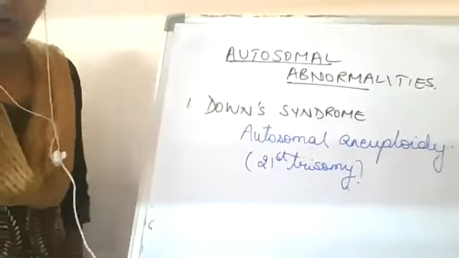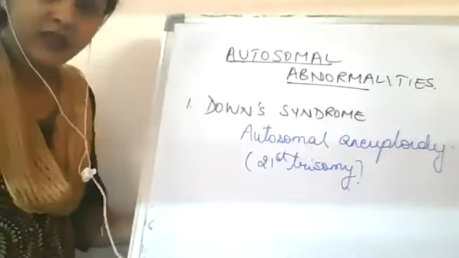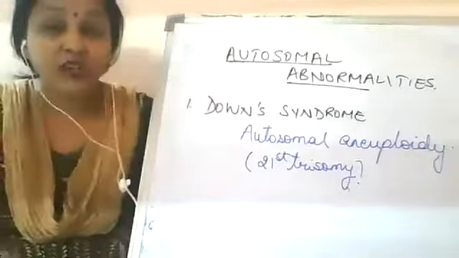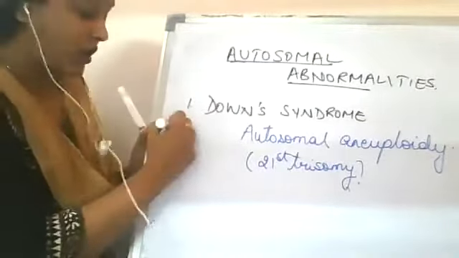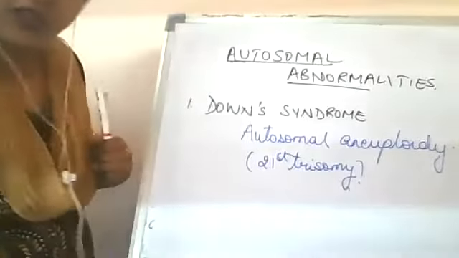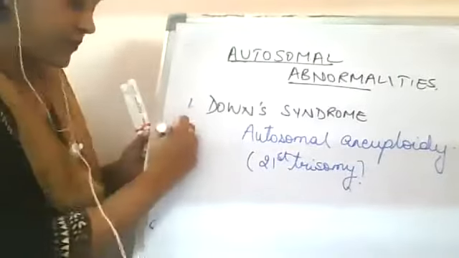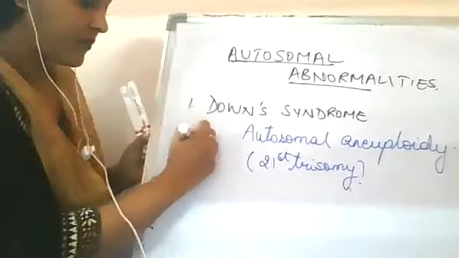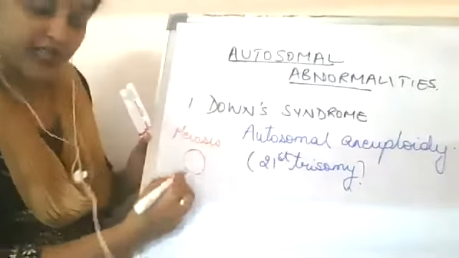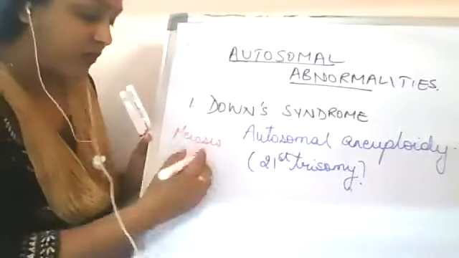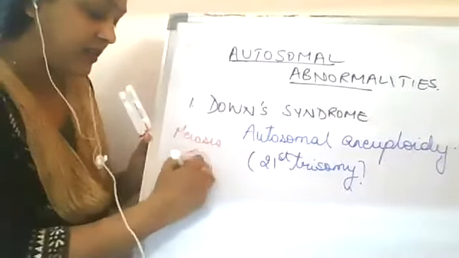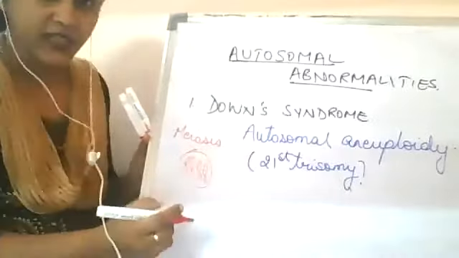Why does the 21st chromosome become triple? It can be because of non-disjunction. What is non-disjunction? Let us see what happens during meiosis. Suppose this is one cell and these are homologous chromosomes, or let's make 4 chromosomes so that it becomes easier. It will be difficult to make 46 chromosomes here.